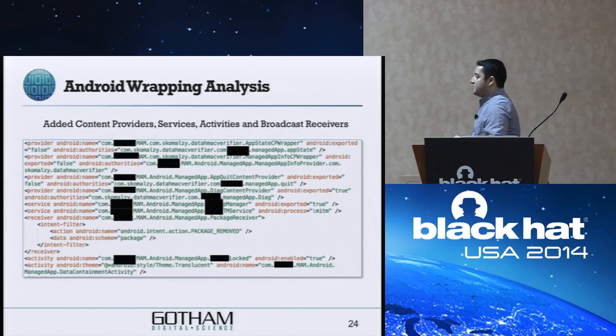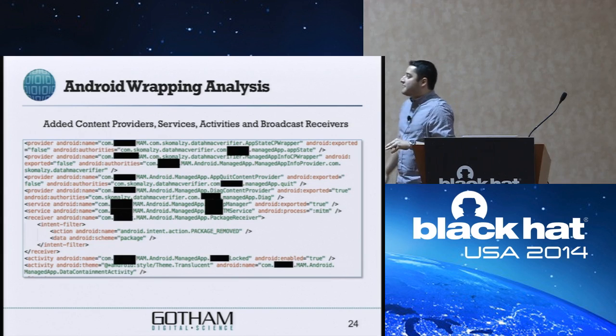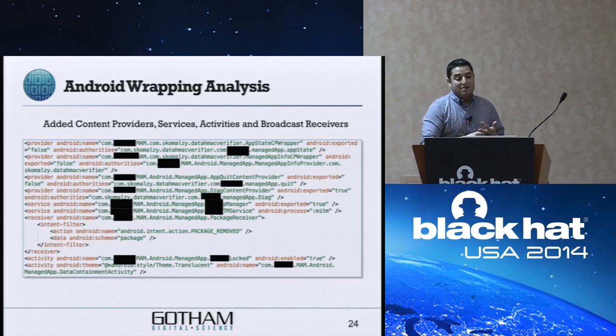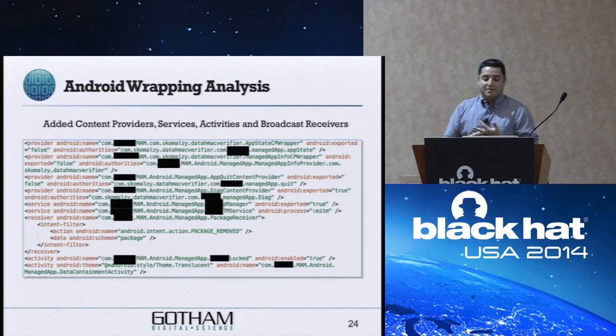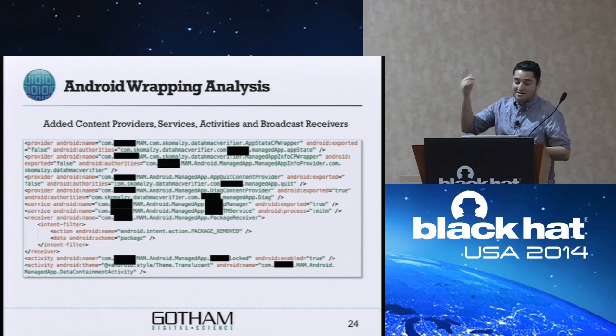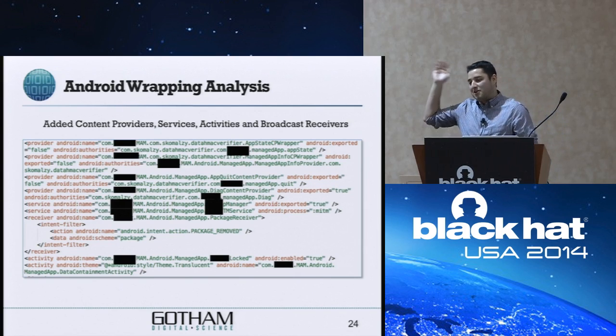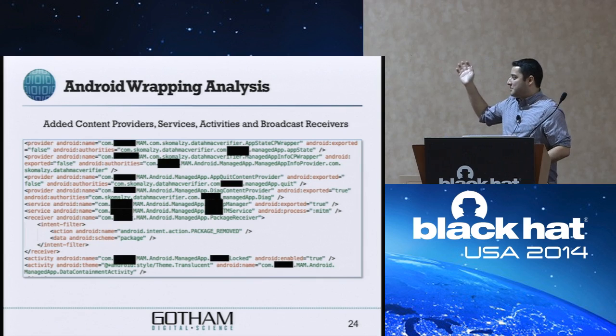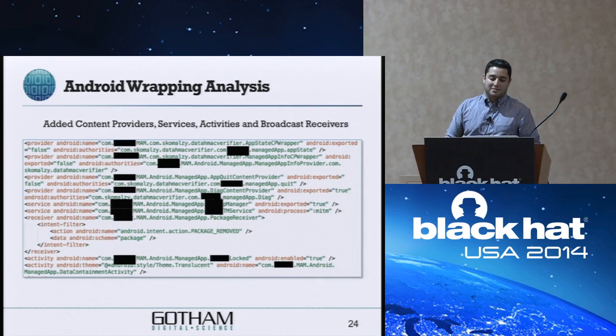So how about entry points? You open up the manifest file, and there's a large amount of additions for entry points, especially in Android, since there's so many ways to do IPC. There's content providers, activities, services, broadcast receivers, and they pretty much added a little bit of everything up in there.